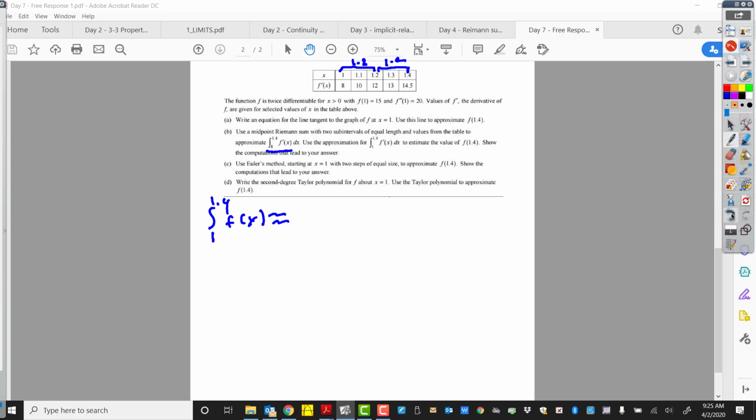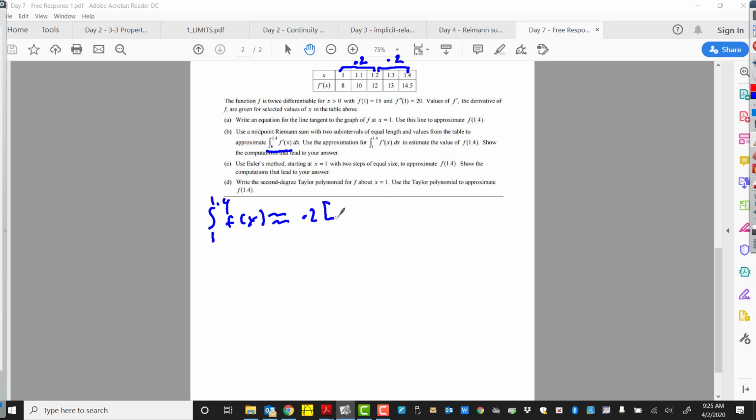Or sorry, not 1.2, just 0.2. Okay, so we have 0.2 times our heights, and these are going to be added together. Now, because it's midpoint, the height we're using is the middle value. So that means the height here is going to be 10, the height here is going to be 13. So we have 0.2 times 10 plus 13, and this is equal to 4.6.